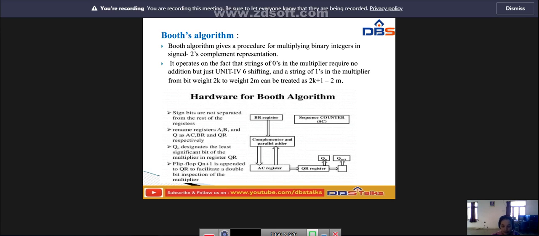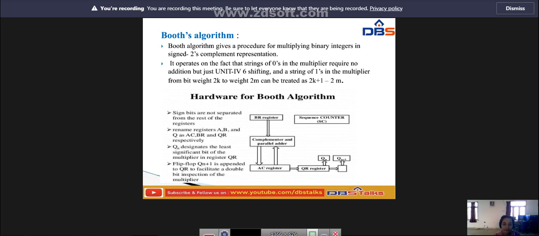Next, coming to Booth's algorithm. Booth's algorithm gives the procedure for multiplying binary integers in signed 2's complement representation. It operates on the fact that strings of zeros in the multiplier require no addition but just shifting, and a string of ones in the multiplier from bit weight 2^k to weight 2^m can be treated as 2^(k+1) minus 2^m. So this is Booth's algorithm.